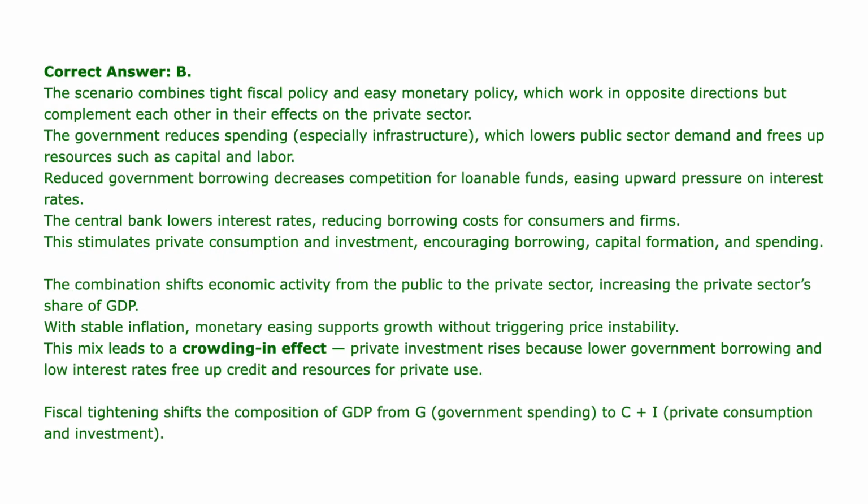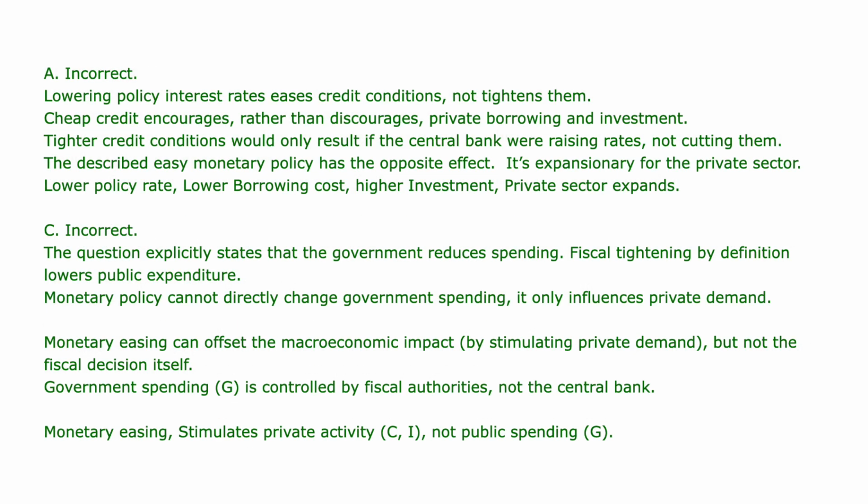Fiscal tightening reduces government spending, while monetary easing lowers interest rates and borrowing costs. This combination shifts resources toward the private sector, encouraging investment and consumption. With stable inflation, the result is a crowding-in effect, where private activity expands as government spending falls. A. Lower rates ease credit conditions, so private investment expands rather than contracts. C. Government spending is explicitly reduced by fiscal policy. Monetary easing cannot directly raise it.